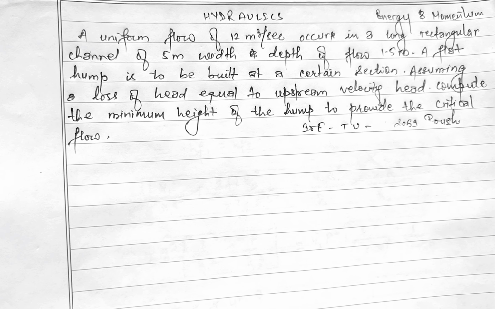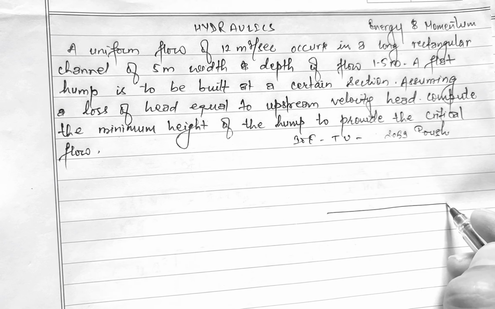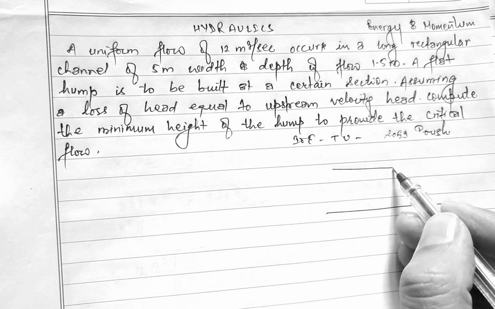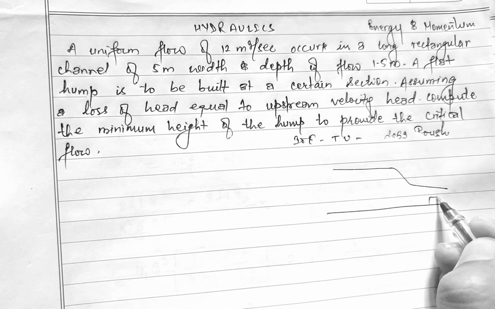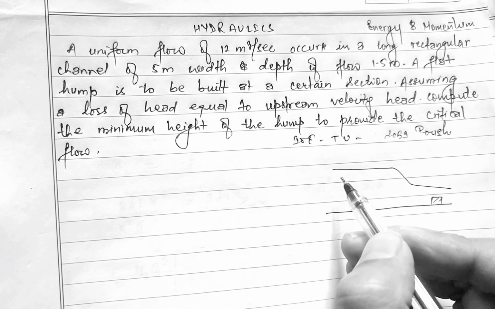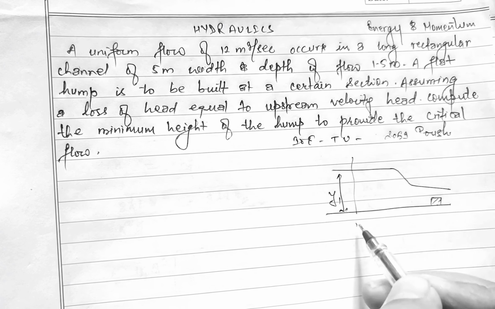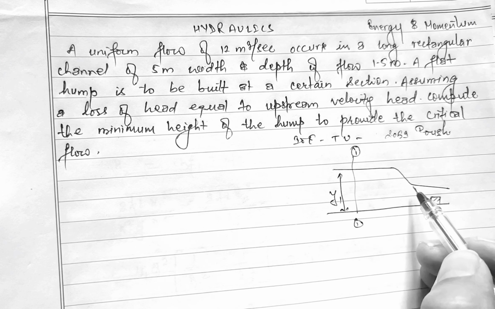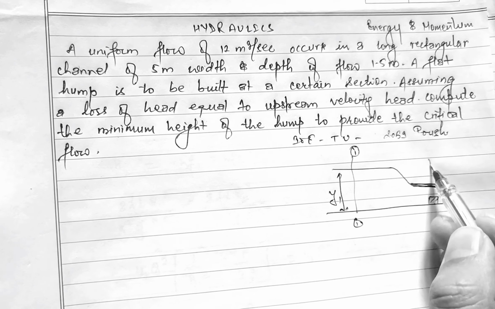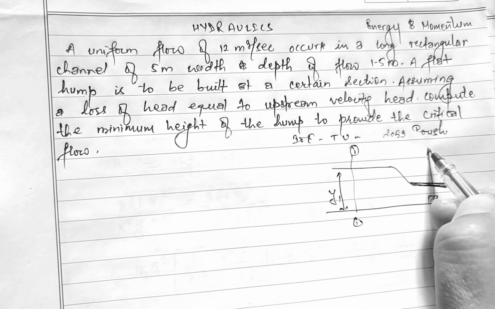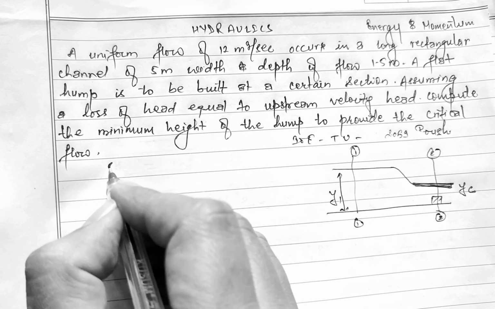From the given question, the figure will be like this. This is the base level, and from here the flow occurs in this way, where here is the hump, and this one is the y1 at point 1, and this one is the point 2 at hump where critical height occurs. So let's start solving this.